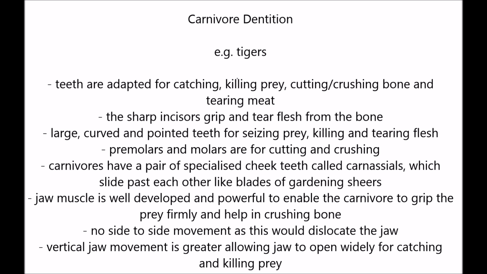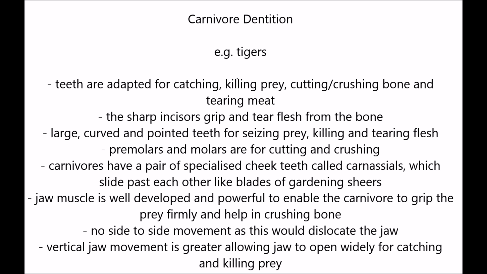Carnivore dentition, for example in tigers. The teeth are adapted for catching and killing prey, cutting and crushing bones and tearing meat. The sharp incisors grip and tear flesh from the bone. The large, curved and pointed canines are for seizing prey, killing it and tearing the flesh off.